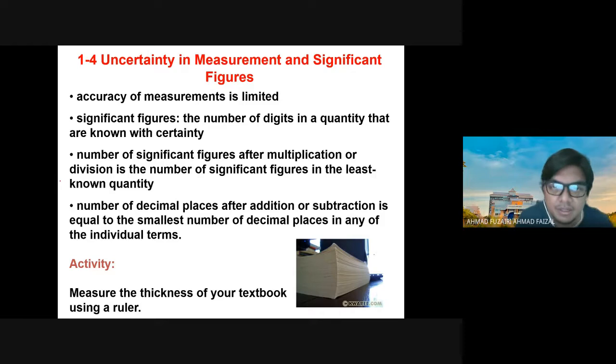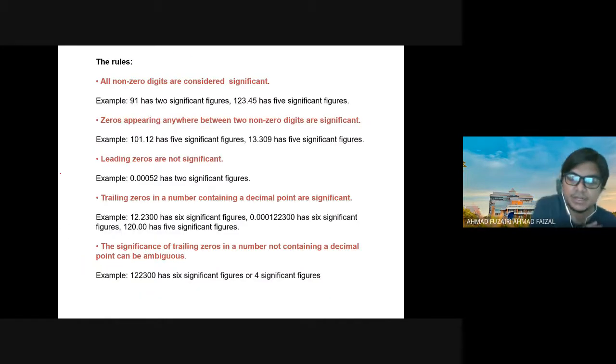Okay, so this is the uncertainty in measurement and significant figures. So the accuracy of the measurement is limited. So in here we want to know about the significant figures, and also the measurements. All right, this is the rules.